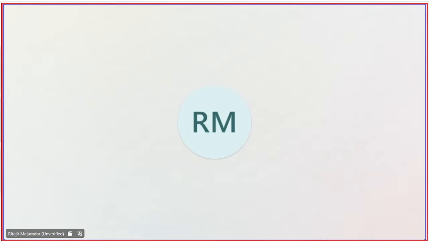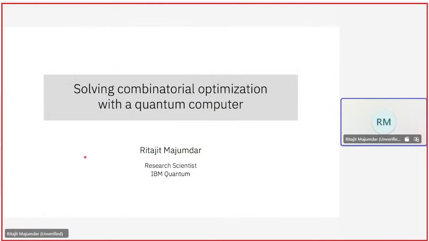What I'll talk about today is some near-term algorithms that are used for solving combinatorial optimizations. Let's get started and we will see along the way how to get things done. So, is my screen visible? Yes, it is. Okay, so let's get started with how to solve combinatorial optimization problems with a quantum computer.